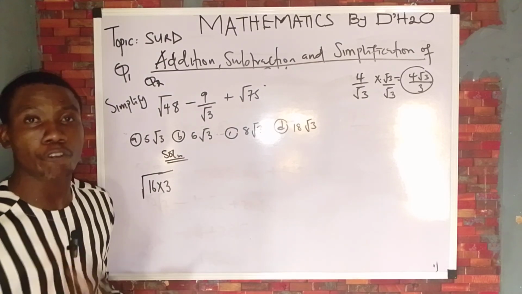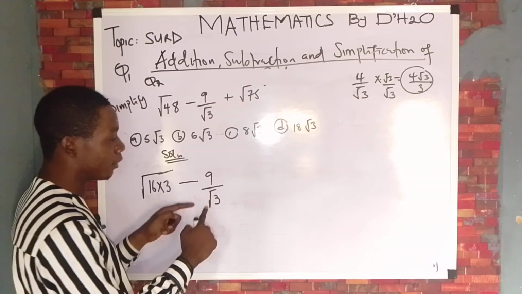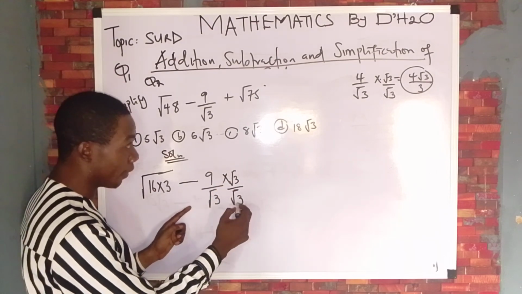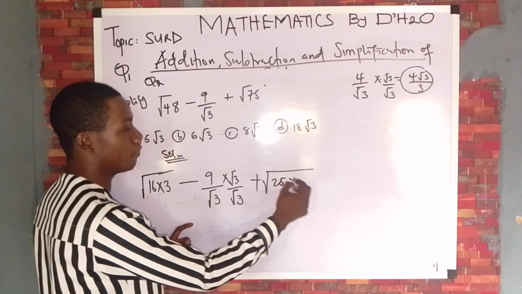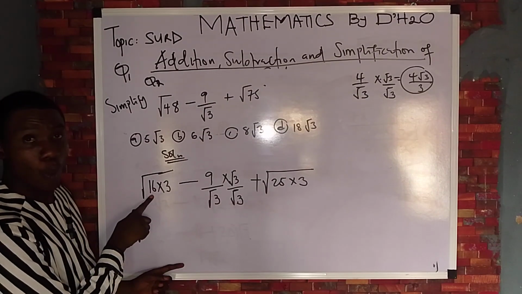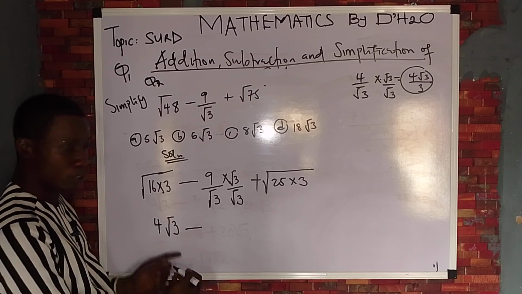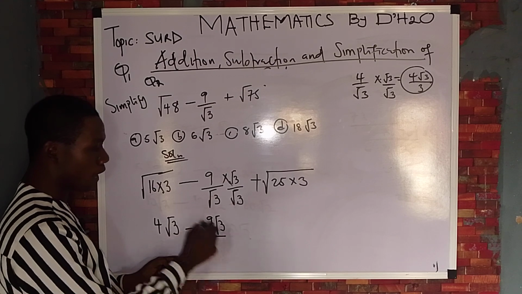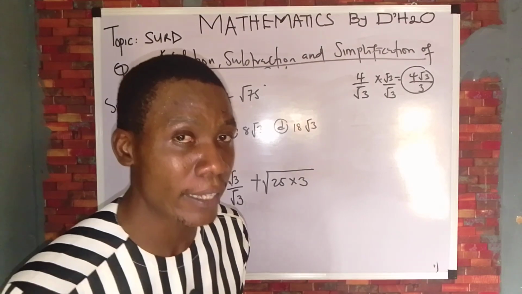That will give us 48. Then minus 9 over root 3. Remember, I told you to rationalize this. So you have root 3 over root 3. That aside, plus your 75 will give us 25 times 3. Remember, these have square root, these do not have. The square root of 16 is 4, and then you have root 3 minus this will give us 9 root 3 over root 3 will give us 9, and the square root of 9 is 3.